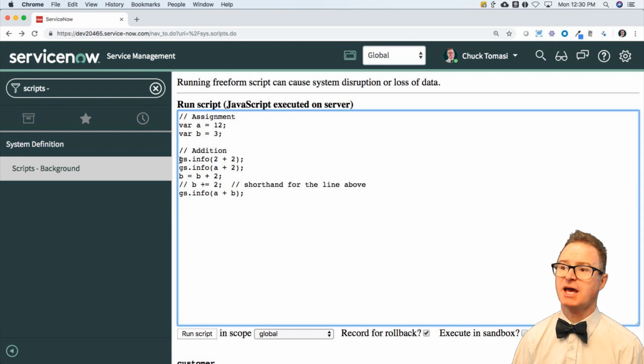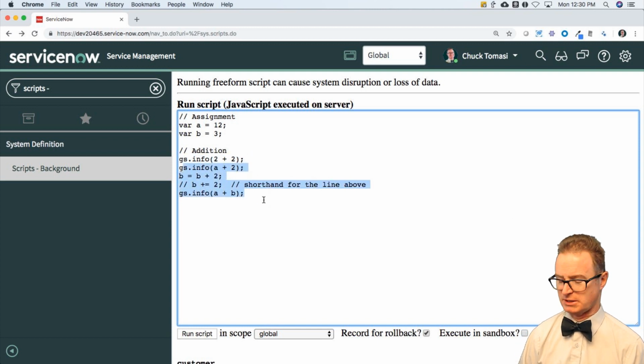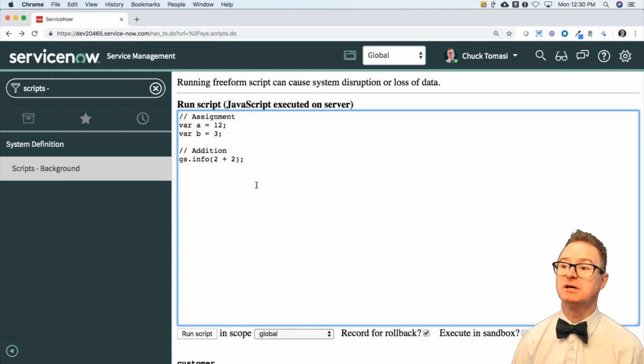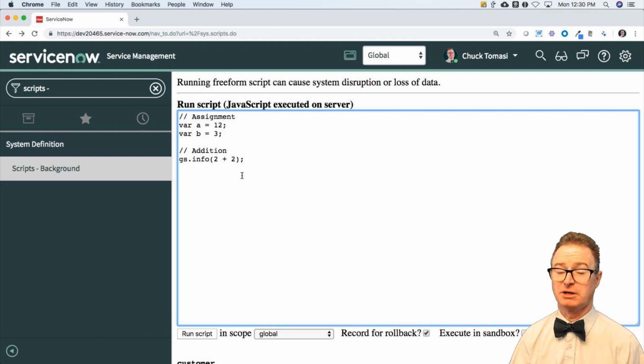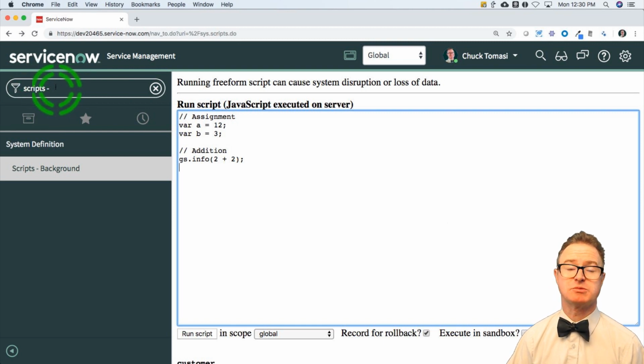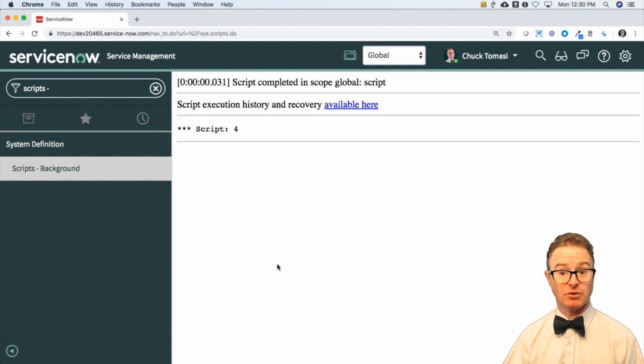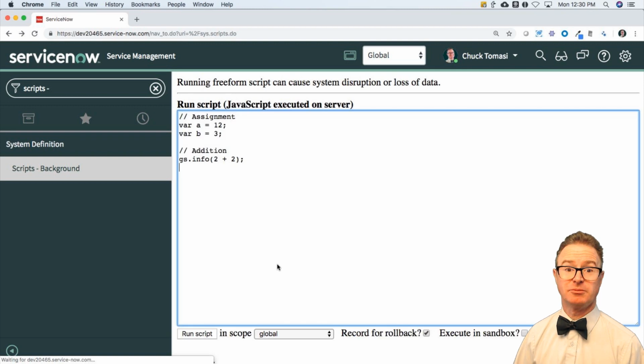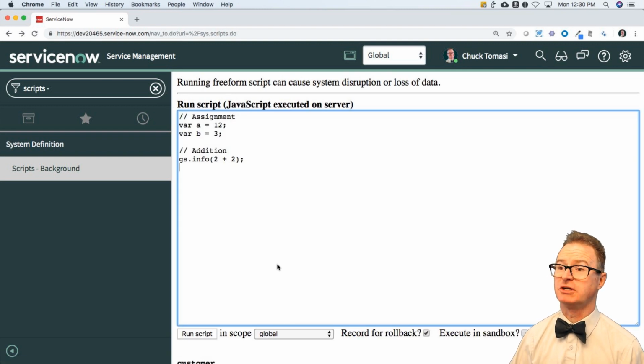And if I just add 2 numbers together, let me make this as simple as possible and cut that part out. You can see GSInfo is going to output the result of 2 plus 2. Now, ever since I was a little boy, this added up to 4. So once again, I'm in scripts background. I type scripts minus up here. I get down to system definition scripts background, click that and run my script. And of course, it gives me 4. So my childhood education is still paying dividends.